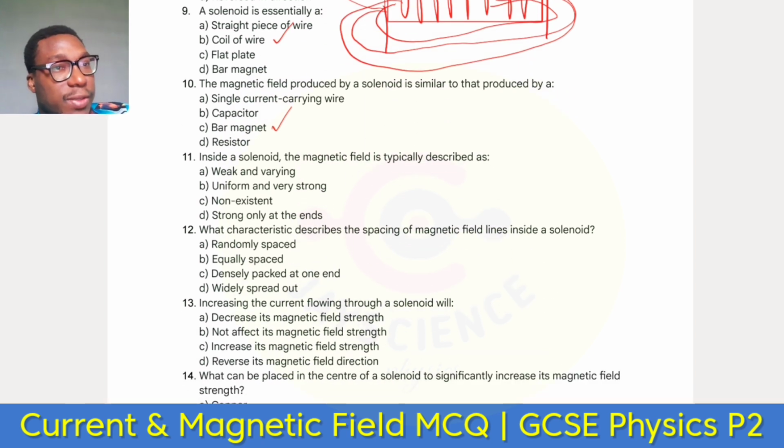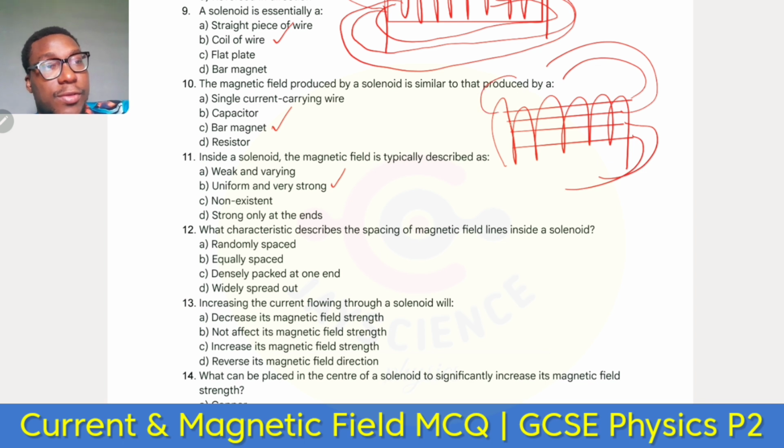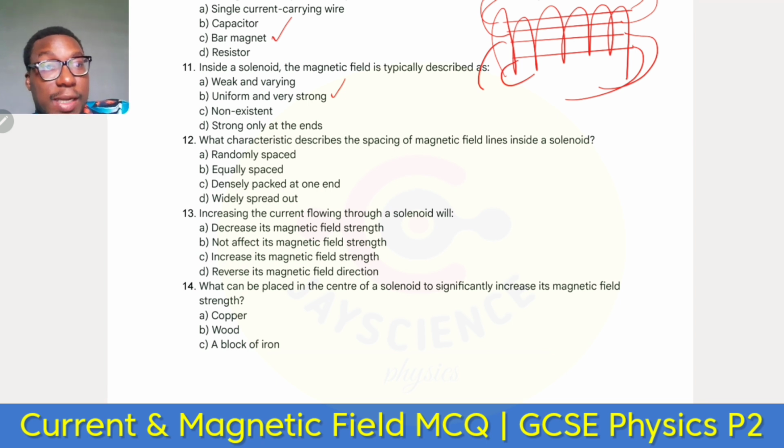11. Inside a solenoid, the magnetic field is typically described as what? Well, it's uniform and very strong, because in the solenoid, just the same as the bar magnet, you have the magnetic fields. Uniform. That's a uniform magnetic field. And then once it goes out of the solenoid, it curves. So you get the perspective of the question. 12 says, what characteristic describes the spacing of magnetic field lines inside a solenoid? That is equally spaced.